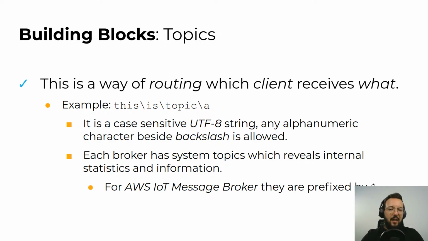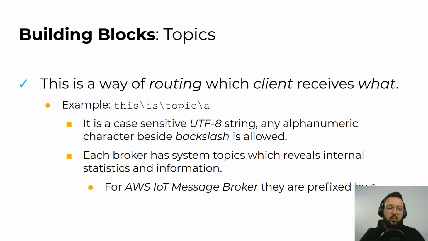You can use any UTF-8 compliant character inside the topic name. It is also case sensitive. Any character is allowed except the slash, because it's required as a hierarchy separator. Additionally, each broker provides system topics that reveal internal statistics and information about the message broker itself. For the AWS IoT Message Broker, they are prefixed by $aws in lowercase.